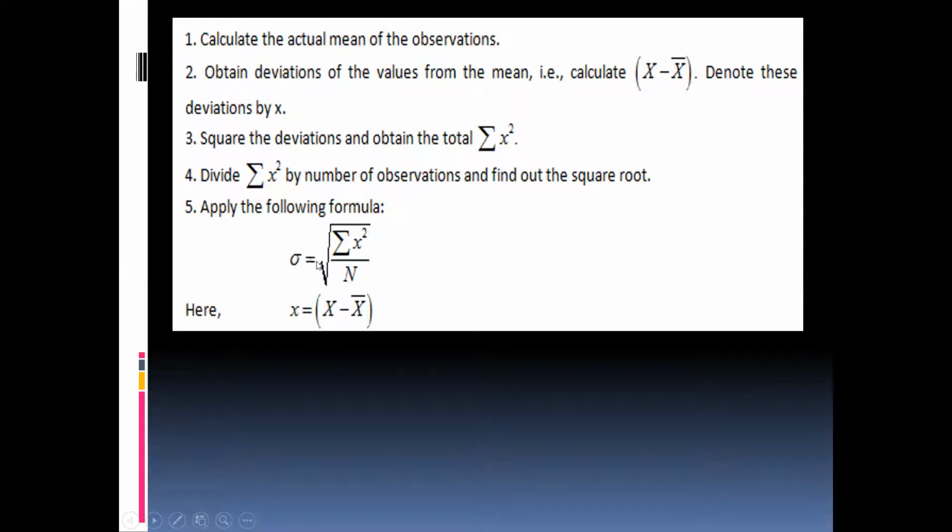Apply the formula. This is the notation for standard deviation. Standard deviation is equal to under root of summation small x square upon n, where small x is nothing but the deviations of x from the mean. I hope that these steps are clear to everyone. So let us solve one example and calculate standard deviation of an individual series by actual mean method.